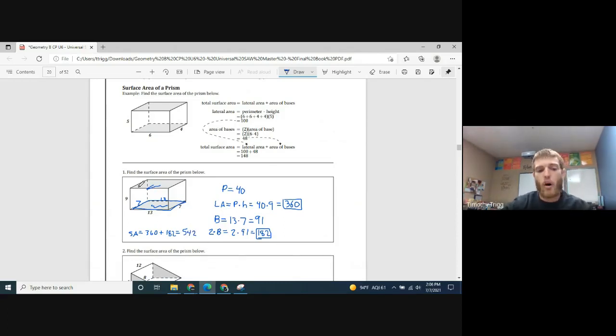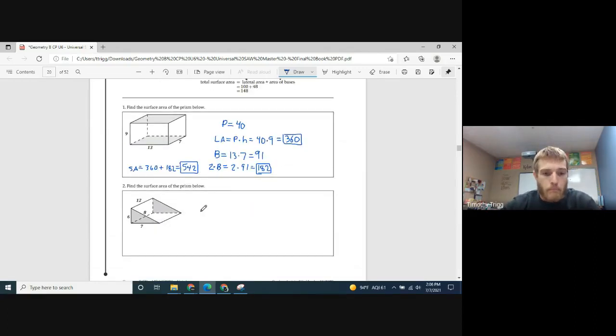That would be the area of all the surfaces of this combined. So this is our final answer. That's the surface area. Again, adding the lateral area plus the area of the two bases gives you the surface area. All right.